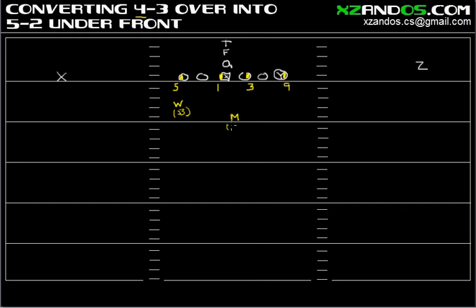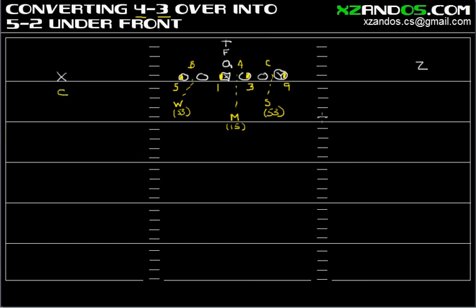Your Mike is going to be in a 1 technique, 5 yards off the ball. And then your Sam linebacker, who's going to also be in a 53, 5 technique, 3 yards off the ball. In a 4-3 over front, your Will, Mike, and Sam are your 3 second level players. Will is responsible for the weak side B gap. Mike is responsible for the strong side A gap. Sam is responsible for the strong side C gap.